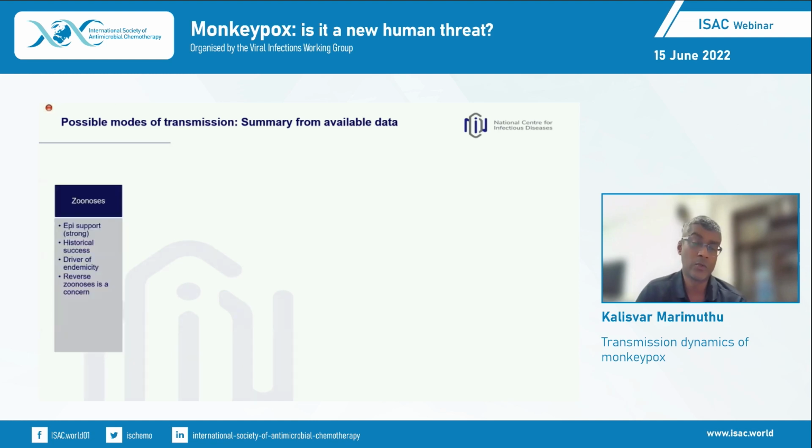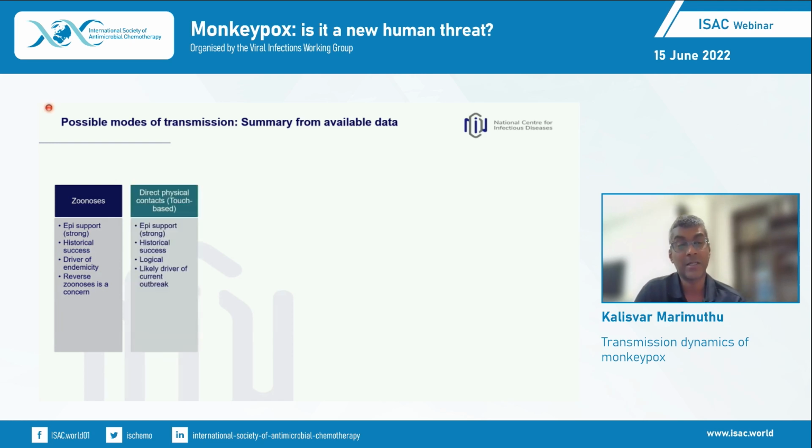So we have zoonosis as a primary mode of transmission. This is very well established. It has historically proven and has epidemiological support which is very strong. It's a driver of endemicity and reverse zoonosis from the current outbreak in non-endemic countries. Any human transmitting to a susceptible animal in a new country and that animal becoming a reservoir is a real concern, and this is what most people worry about.